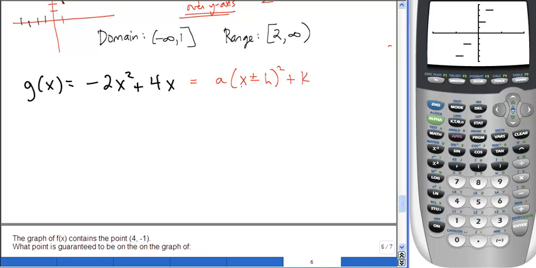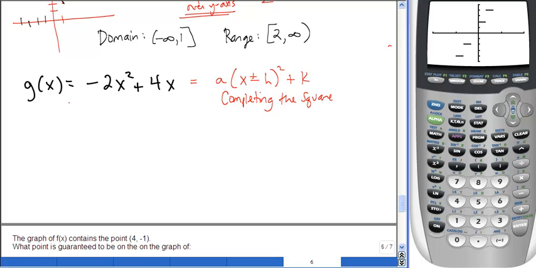So we want to try to get this into that kind of a form with some parentheses put in so that we can identify what's my shift left or right, what's my vertical stretch or compression, what's my shift up or down. So in order to do that, we need to take this quadratic equation right here and we need to put it into its factored form. Now, how do you do that? Well, that process of taking some terms like this and putting it into this factored form is called completing the square. So that's what we're going to have to do here.